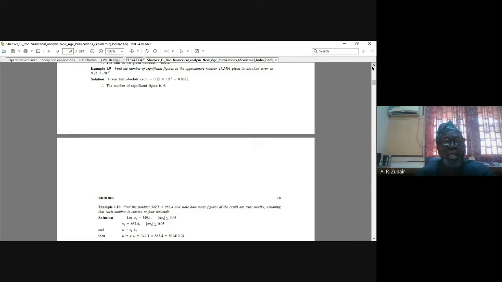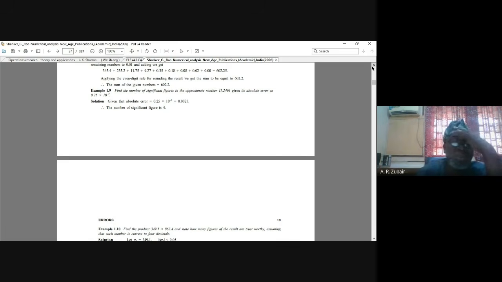So what did they get at the end now? The number of significant figure is 4. Write the number of significant figures in the approximate number of this, giving its absolute error as 0.25 times 10 raised to the power minus 2. So the absolute error is 0.0025. That means it must have been approximated to 4. 1, 2, 3, 4. Okay.